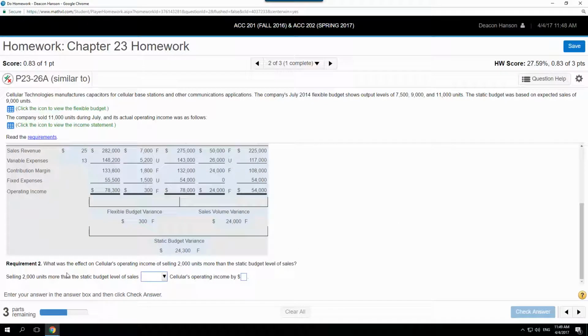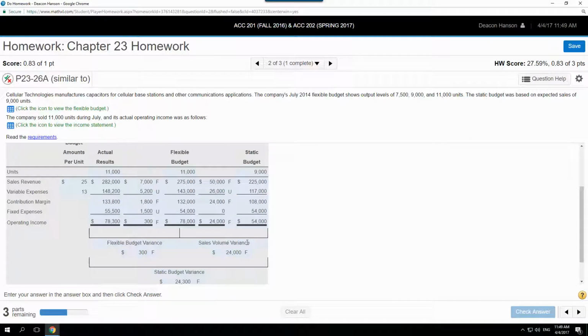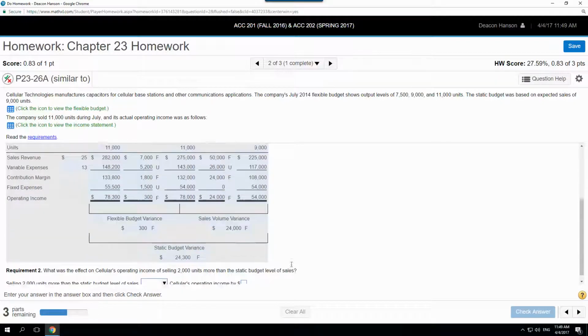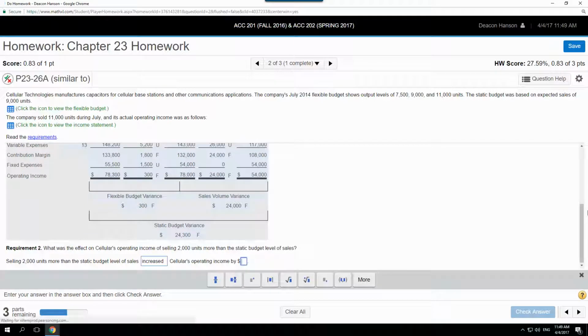Let's see. What was the effect on Cellular's operating income of selling 2,000 more units than the static budget level of sales? So on the operating income, the effect was this 24,000. That's where the sales volume is coming into play. Sales volume variance. So we'll say selling 2,000 units more than the static budget level of sales increased Cellular's operating income by 24,000. I think I like that, right?